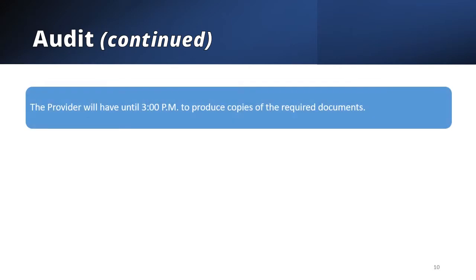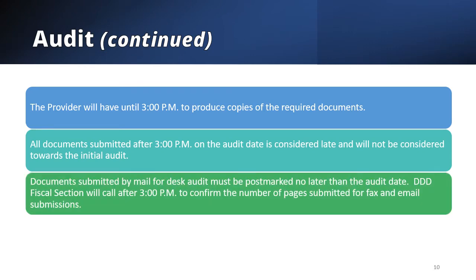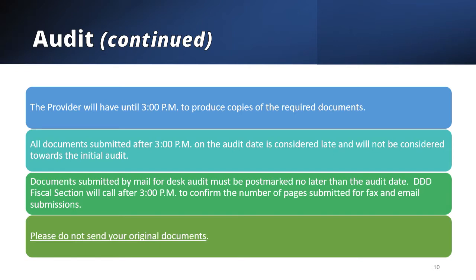The provider will have until 3 p.m. to produce copies of the required documents. All documents submitted after 3 p.m. on the audit date is considered late and will not be considered towards the initial audit. Documents submitted by mail for a desk audit must be postmarked no later than the audit date. The DDD fiscal section will call after 3 p.m. to confirm the number of pages submitted for fax and email submissions. And as a reminder, please do not send your original documents, as documents submitted will not be returned to the provider.